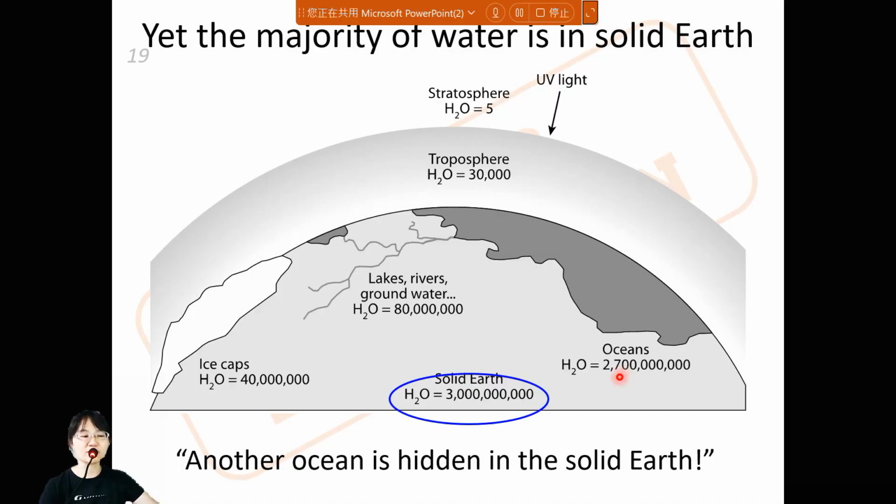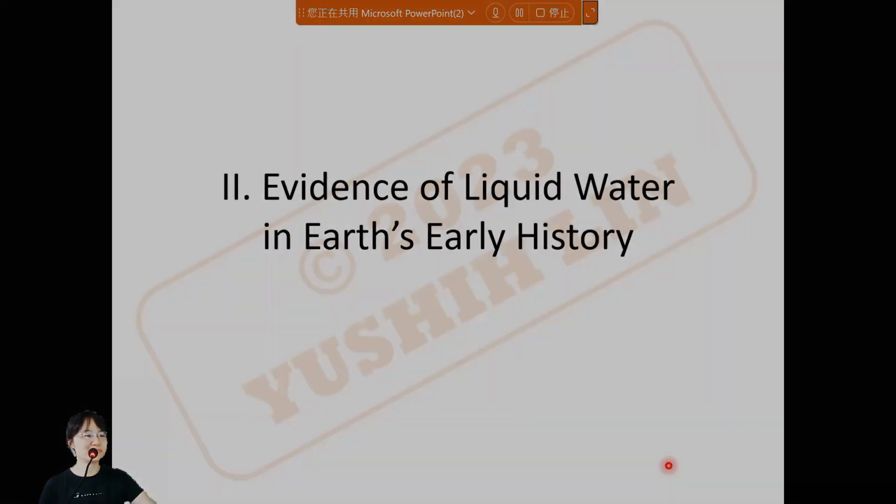That's phenomenal. The water here, please do not think of this as liquid water. So the water exists in the form of crystal water or in the form of OH in the chemical formula of minerals. Scientists conclude there is another ocean hidden in the solid Earth. That's the first important message of the lecture today.